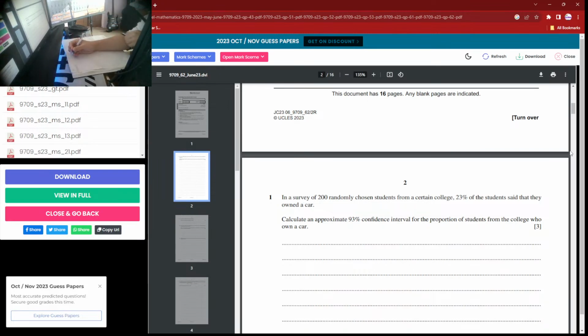For question 1. In a survey of 200 randomly chosen students from a certain college, 23% of the students said that they owned a car. Calculate an approximate 93% confidence interval for the proportion of students from the college who own a car.